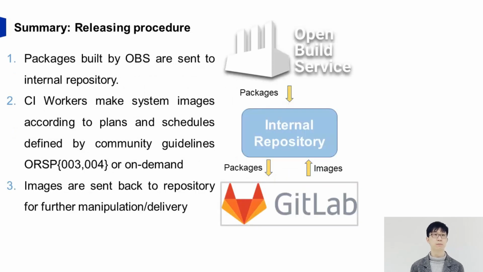After the build system finishes baking a batch of packages, the freshly cooked products will be sent to an internal repository on the same machine where our CI workers live. When the time arrives, a worker will start a job to create new system images from these packages for software developers, testers, or final users, if the corresponding release is considered mature enough and okay to go. And the images and snapshot repositories will be sent back to the same place for further manipulation and delivery.